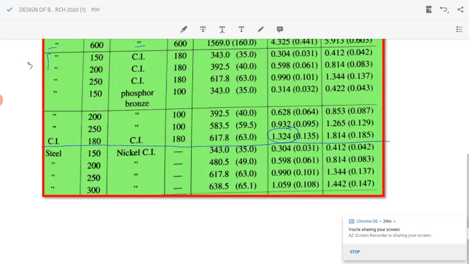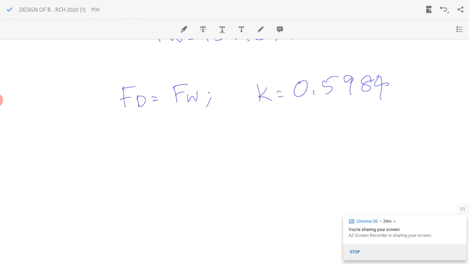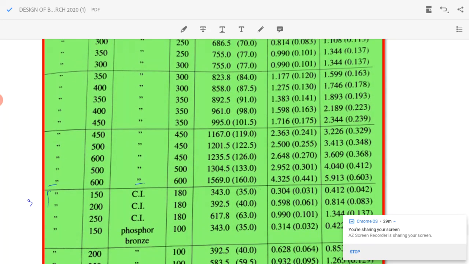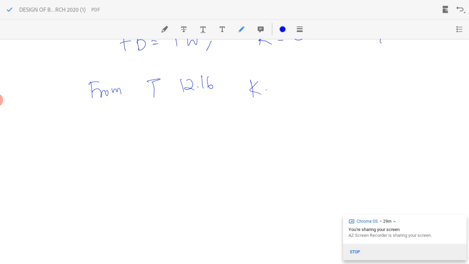So you can write for 14.5 degree involute, from table, what is the table number? Table 12.16. From table 12.16, I will select K equal to 1.324. I can substitute that value in the equation. I will get the new value of Fw equal to 8 into 1.324, will be about 20 kilonewton or so.